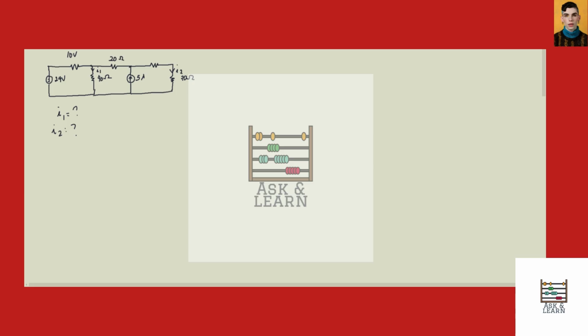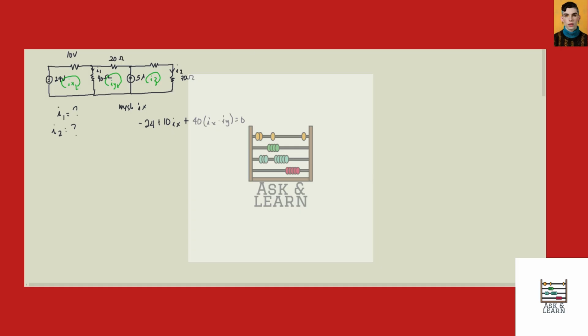Now using mesh analysis, we could get three currents here as IX, IY, and IZ, where mesh IX gives us an equation of negative 24 plus 10 Ix plus 40 times Ix minus Iy equals 0. So this is just the KVL across mesh Ix.